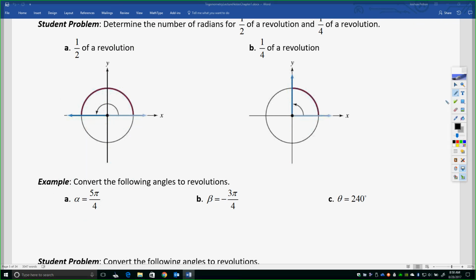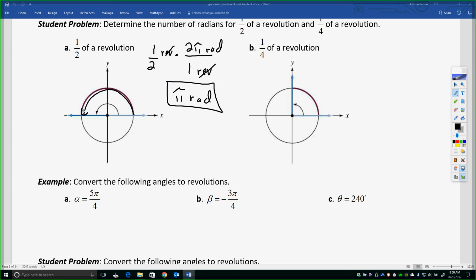Let's try the next ones. We have 1/2 of a rev. Again, put the label in the numerator, because we want to cancel by multiplying by the denominator. So 1 rev is 2 pi radians. Cancel, cancel, and that gives us pi radians, which tells us 180 degrees is pi, or half a time on a circle.